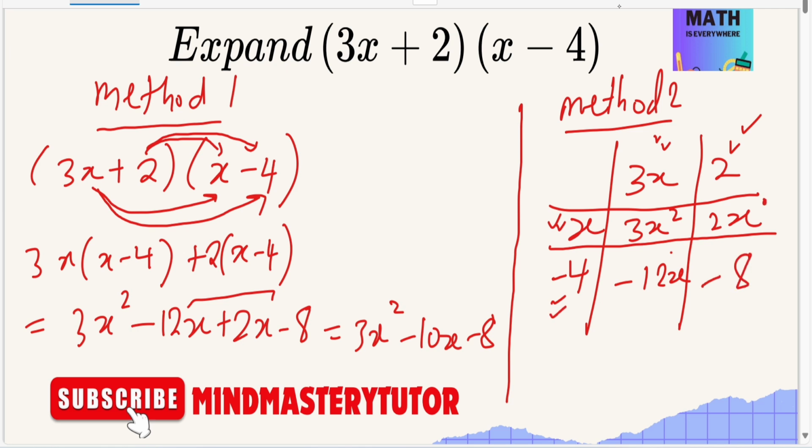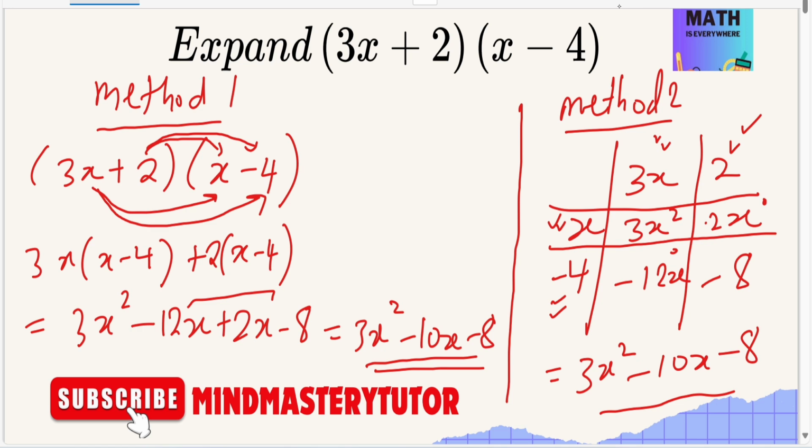This is your like terms. So your final answer should be 3x squared, 2x minus 12x ni minus 10x minus 8. So both of them are your answers. Ni rahisi. Sawa. Tuendelee.